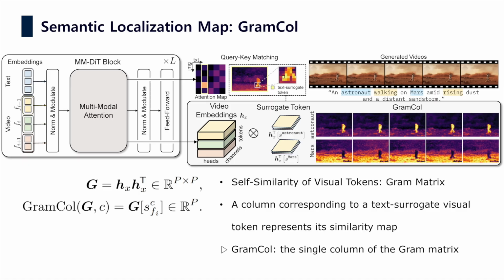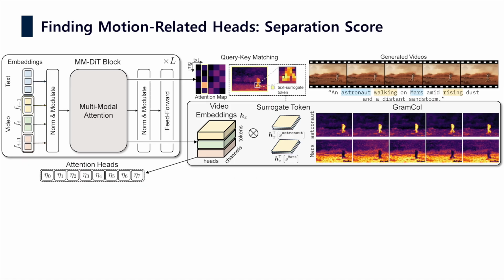Then, to build a dense saliency map, we use the similarity between visual tokens. First, we compute the visual token self-similarity matrix, which is equivalent to a gram matrix. Next, we take the column corresponding to the text surrogate visual token. This column becomes a saliency map over visual tokens, which we call gram-col. In short, gram-col localizes a concept by measuring visual token self-similarity around the text surrogate token. Gram-col provides a strong concept localization map, but by itself, it has some limitations for motion localization.